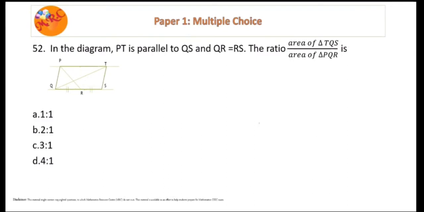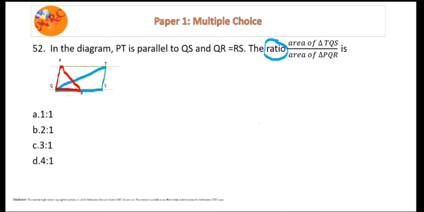In the diagram, PT is parallel to QS and QR equals RS. So the important word here that pops out is ratio. Because it says ratio, it's telling me that triangle TQS is indeed similar to triangle PQR.